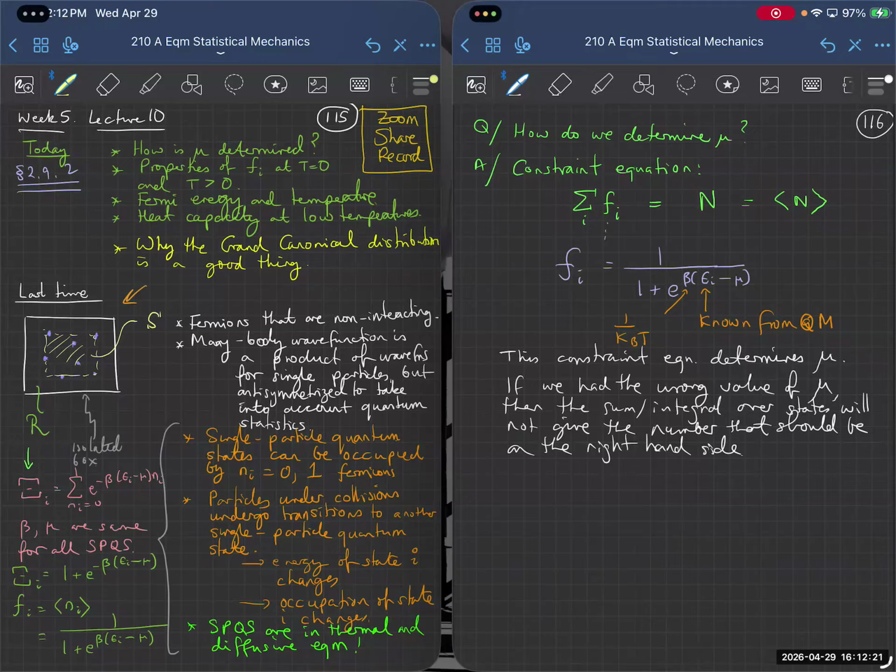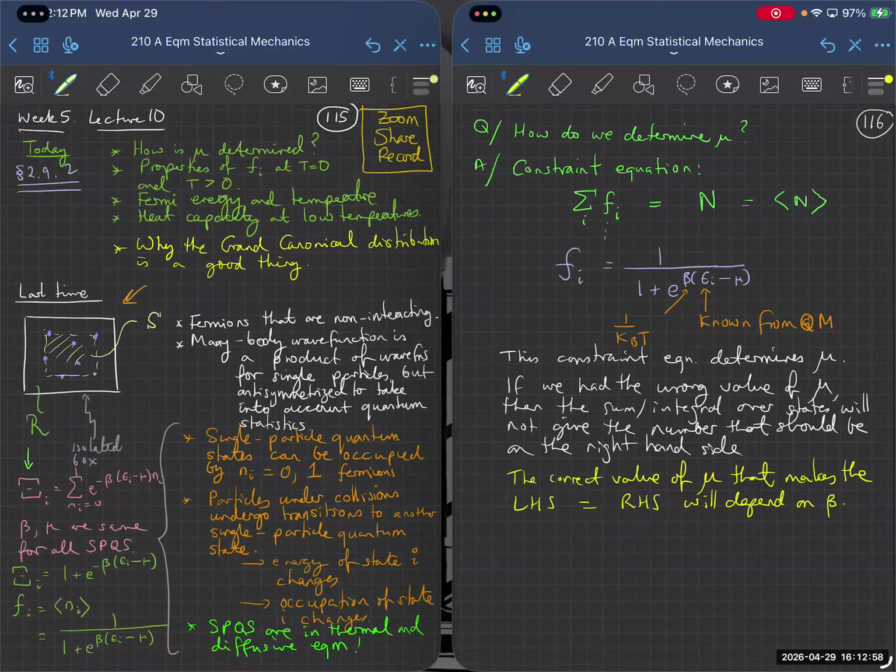So you have to choose the correct value of mu, and the correct value of mu then makes the left-hand side equal the right-hand side. That value will have to depend on one of the parameters in the Fermi-Dirac distribution. In particular, it will have to depend on the temperature.